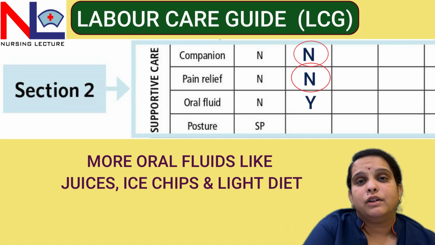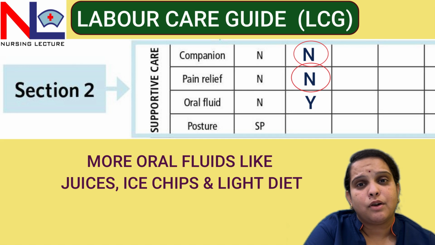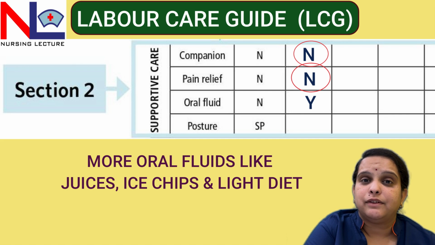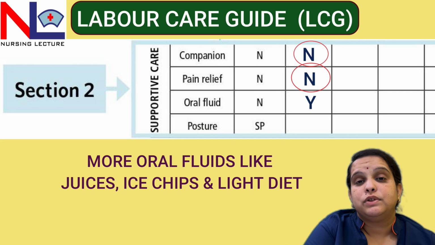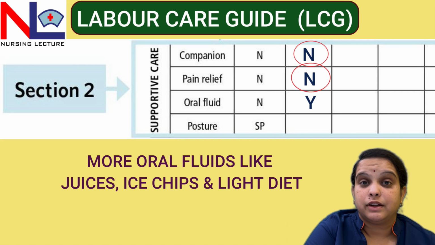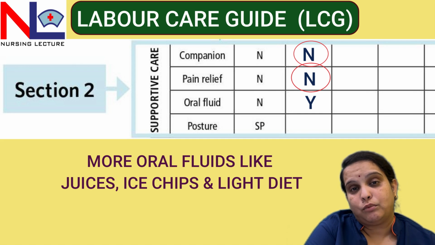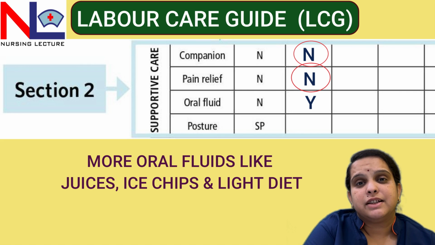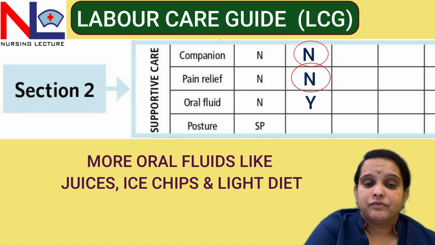So to boost up all the energy, we can ask the mother to take drinks, juices, sips of water. Because if she is not taking orally, then we have to infuse the IV fluids, and that is not good, because if we infuse IV, then she will remain on bed, and the more she lies on bed, the less mobile she will be, and that may delay the labor progression. So this is how we can advise the mother to take more fluid.